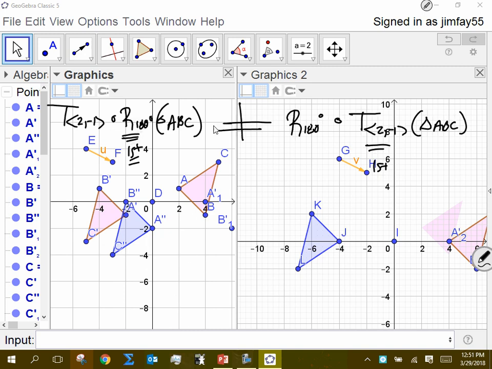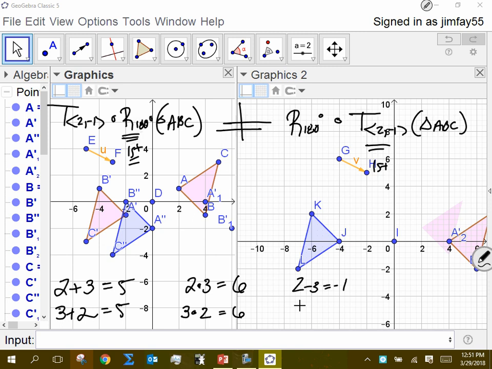Now I'm going to ask you what that means. Let's go back to answer this question. Let's go back to 8th grade, 7th grade, maybe 9th grade math. If I do this, I get 5, right? If I do this, I get 5, right? If I do this, I get 6, right? If I do this, I get 6. But if I do this, I don't get the same values, correct? Or if I do this, I don't get the same values.